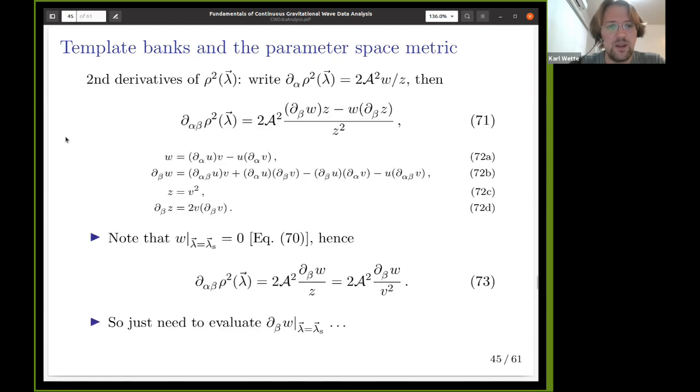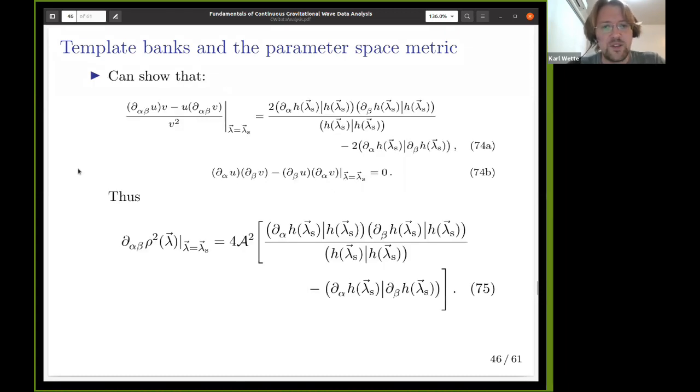If you do that, you'll find that two of the terms in w, sorry, I'll go back again, if you look at the first and the last term here in equation 72b, the derivatives of those give you this expression in equation 74a, whereas the remaining two terms in w end up being 0 when you evaluate at lambda s. So that simplifies things a bit. You then get the second derivatives of rho squared being the expression given in 75, which isn't looking too bad.